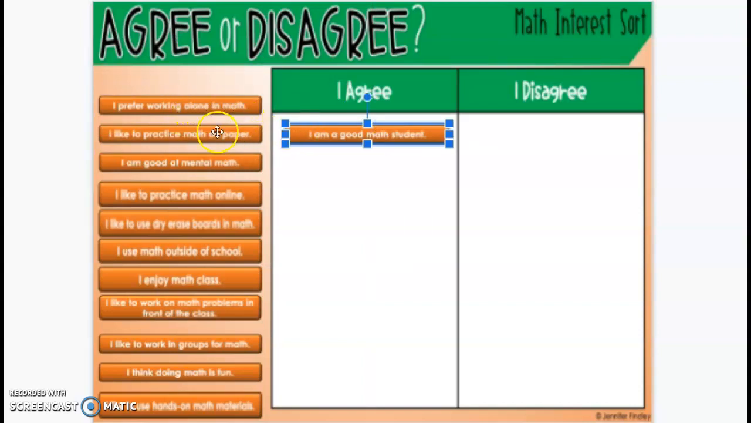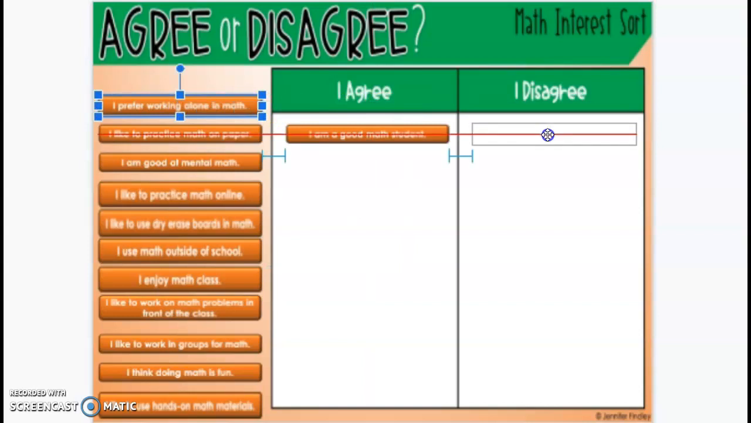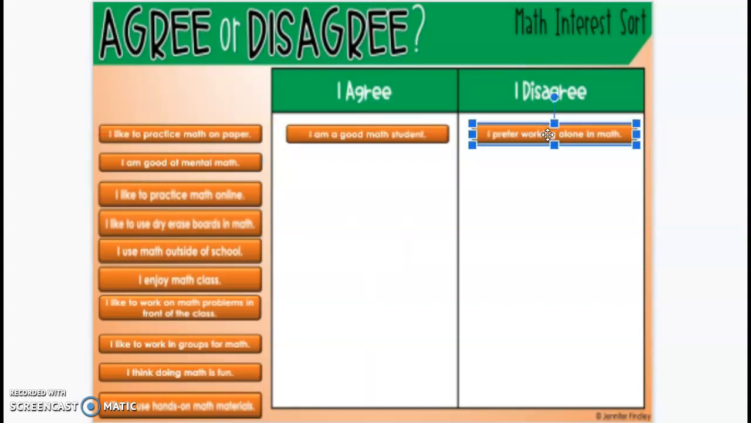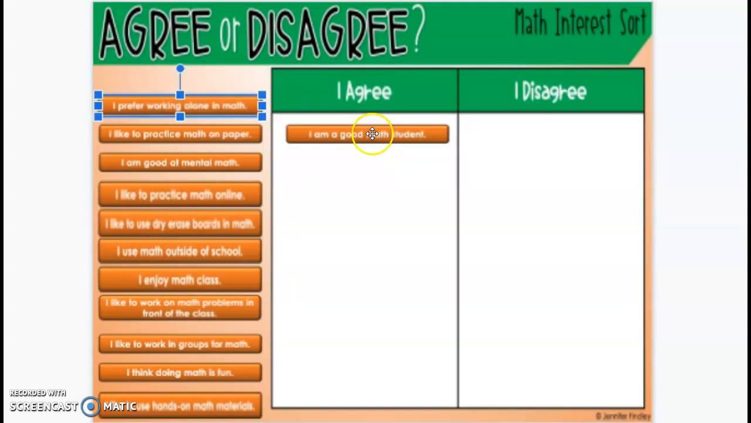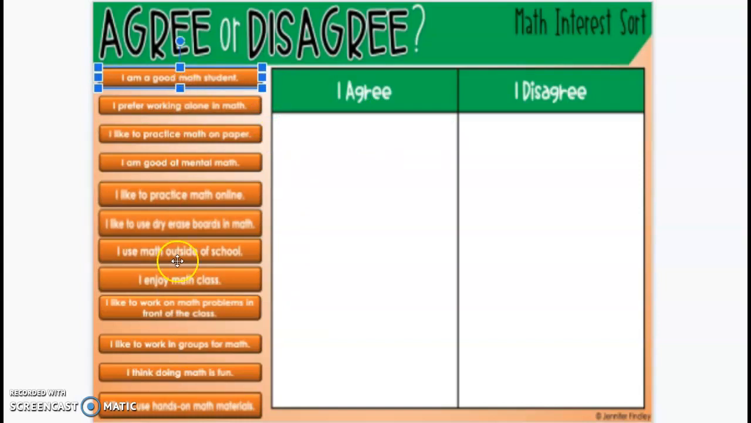The next one says, I prefer working alone in math. Miss Bates does not prefer working alone. I like working with groups to get their ideas. Maybe their idea is better than mine, and I might find their idea easier than mine. So I'm going to say I disagree because I like working in groups. Sometimes I need to work alone in math, but most of the time I can solve those problems in a group much easier, and it makes it more understandable for me how to do the math. So you're going to choose these based on how you feel, and you're just going to drag them and drop them into the assignment.